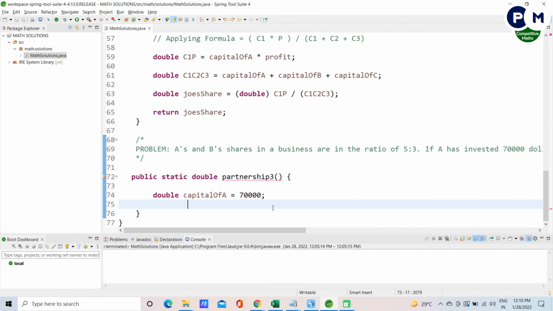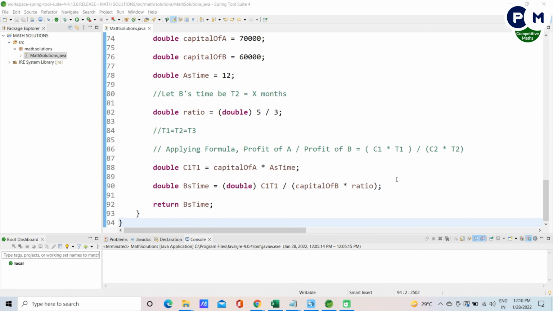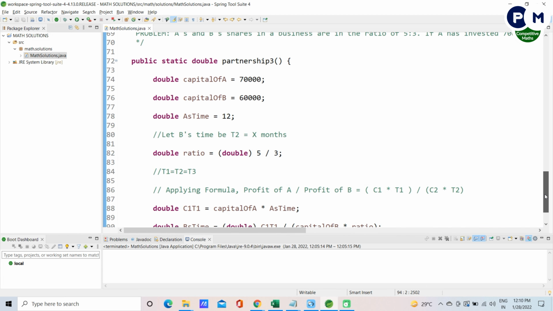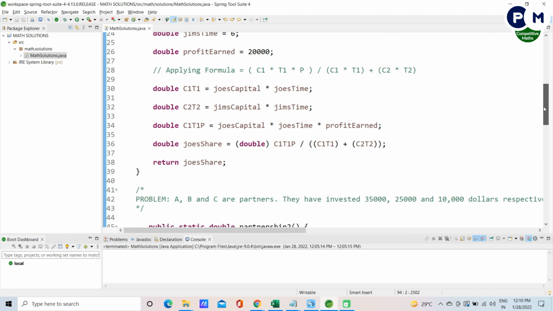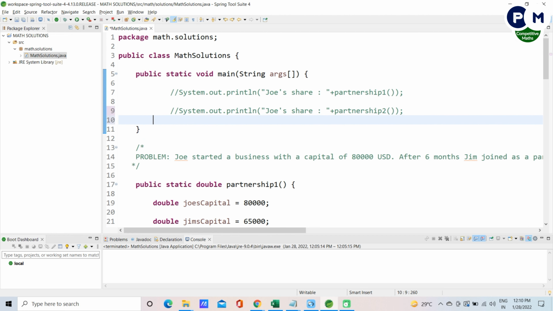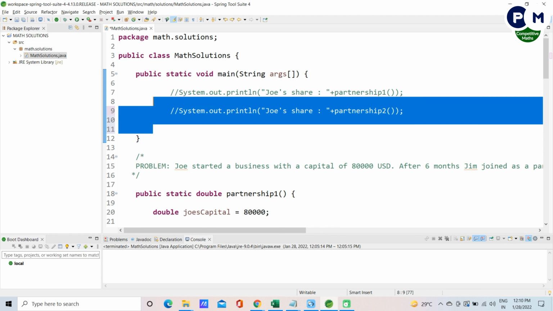Here is the problem statement. I am going to define a new method for determining B's time for the earlier solved problem 3. Define A's capital, B's capital, and A's time member variables and initialize them. Let B's time T2 equal X months. Next, ratio is 5/3.